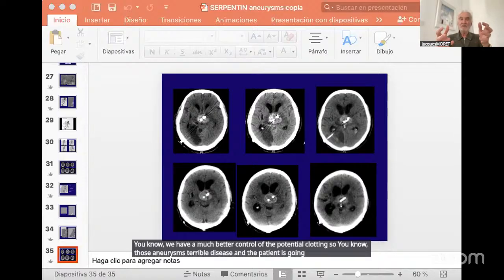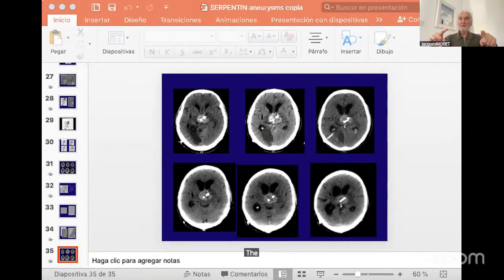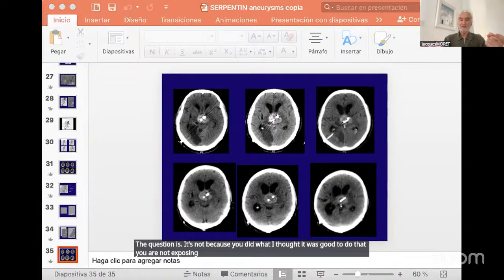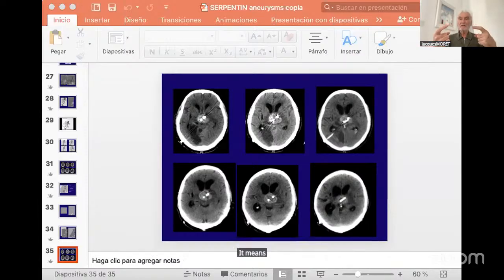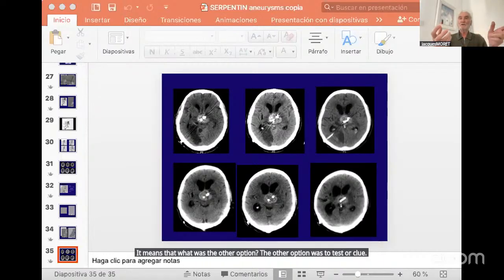And I think that we offer a better option for the patient to add another flow diverter, exactly what you did. The question is, it's not because you did what I thought it was good to do that you are not exposing the patient to a complication. It means, what was the other option? The other option was to test occlude if the patient could tolerate the parent vessel occlusion.